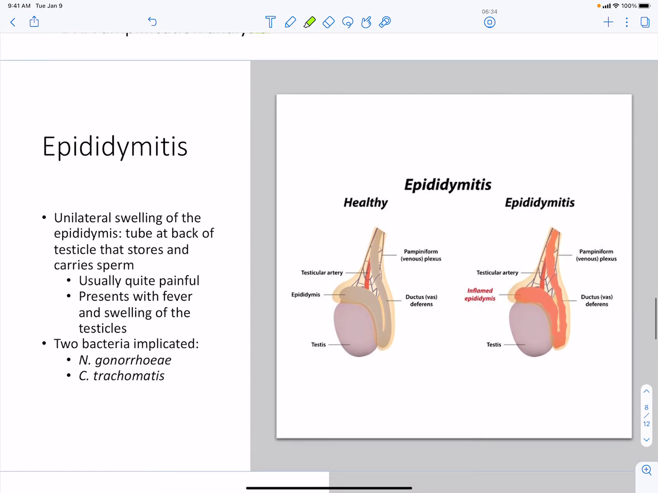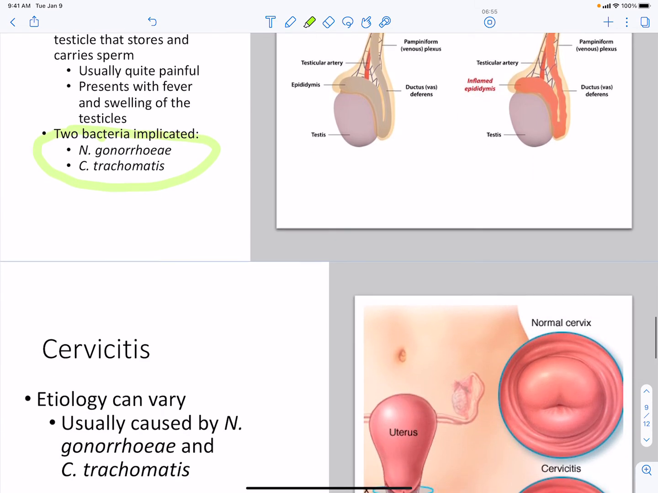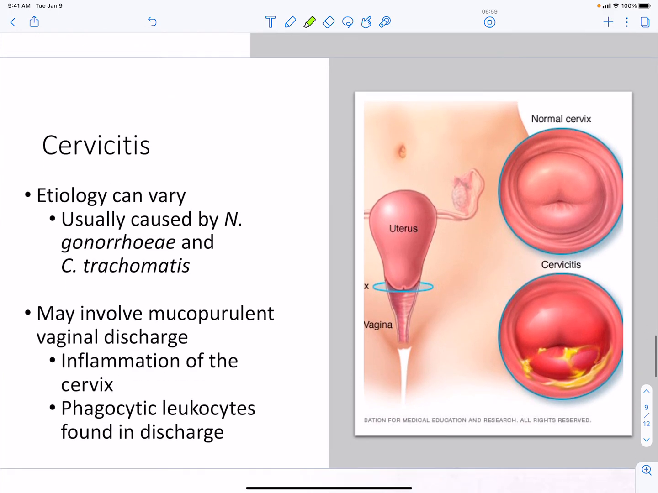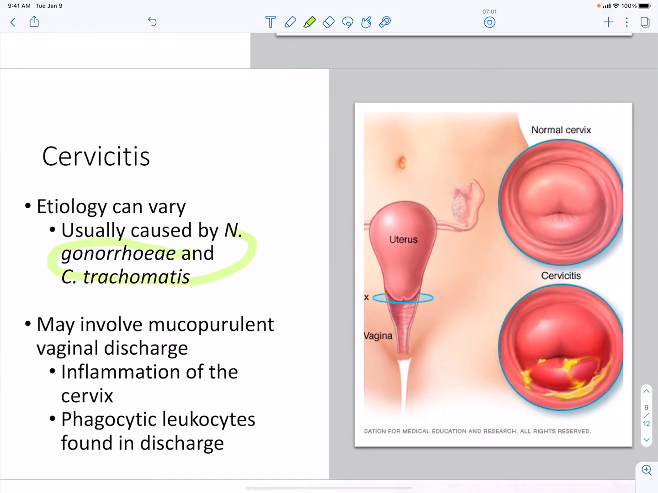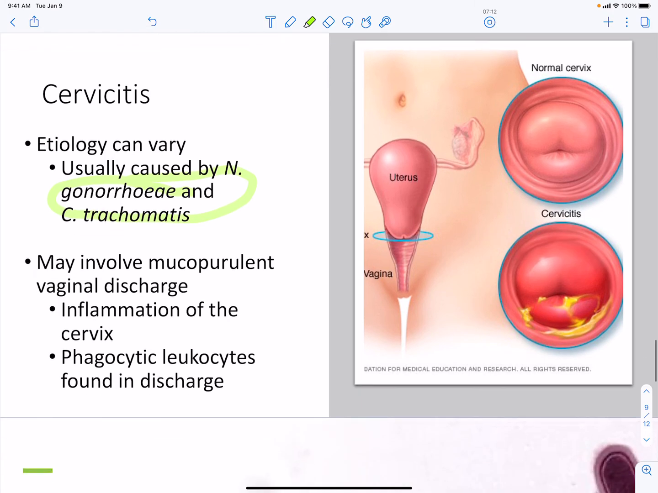Epididymitis is going to be the swelling of the epididymis, which is the tube at the back of the testicle. And this is where it stores and carries the sperm. So this is a painful presentation of disease, and you're going to have fever associated with this. And again, the two bacteria are the same bacteria, gonorrhea and chlamydia. Cervicitis is also going to be caused by gonorrhea and chlamydia. This is going to be vaginal discharge, and you're going to have white blood cells found in the discharge as well. So this is inflammation of the cervix.